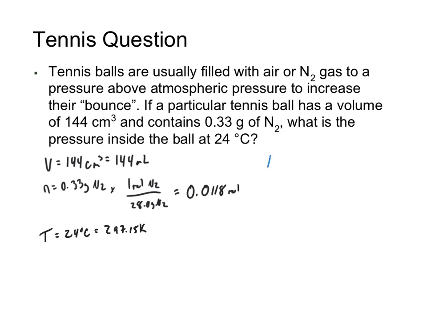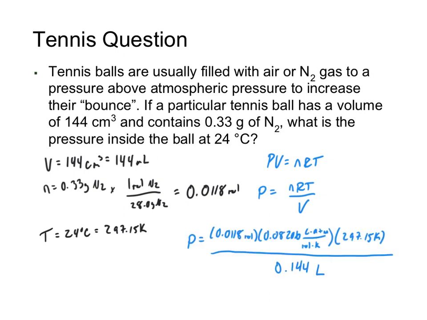And so we just use our ideal gas law in order to solve for pressure, which will be equal to nRT over V. And then we can simply plug in our numbers and solve for the pressure, giving us then a pressure of 2.0 atm and giving our tennis balls a nice little bounce.